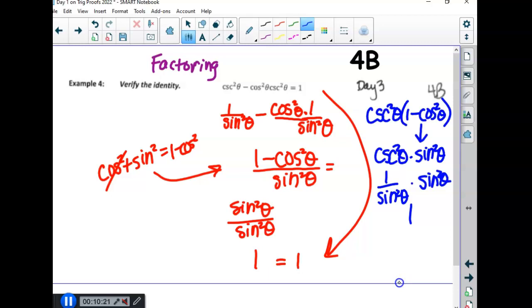Would I count either one, right? Absolutely. Anything you do that doesn't break the laws of algebra or the trig trades that gets you to this at the end will be fine.